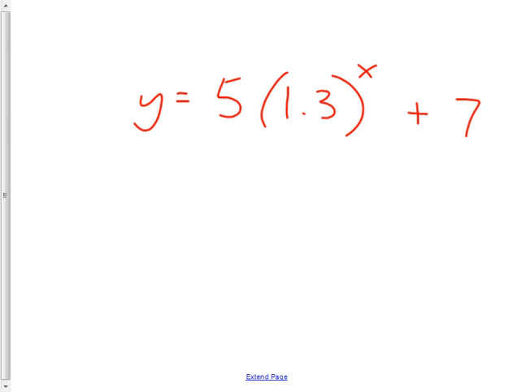The x-intercept is where y is 0, and where's the y-intercept? Where x is 0, so I'd put a 0 here. Do you get how this part turns into 1? And 1 times 5 is, and then 5 plus, okay, what are you talking about?